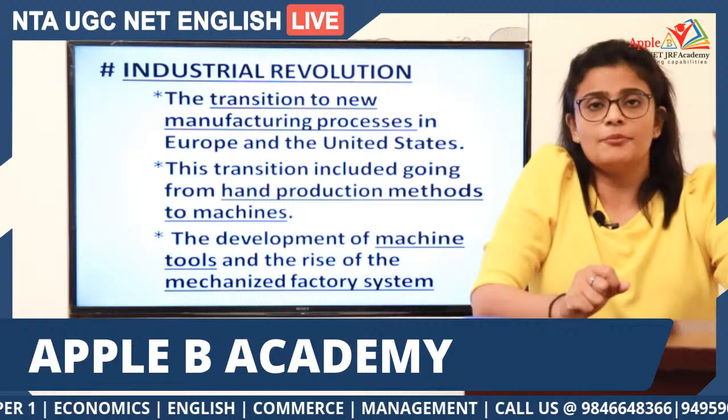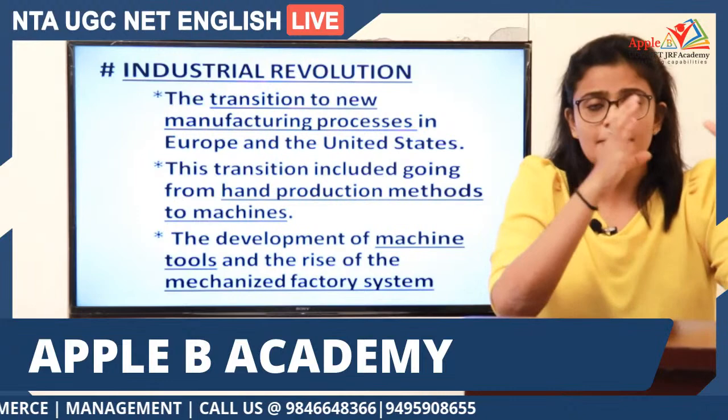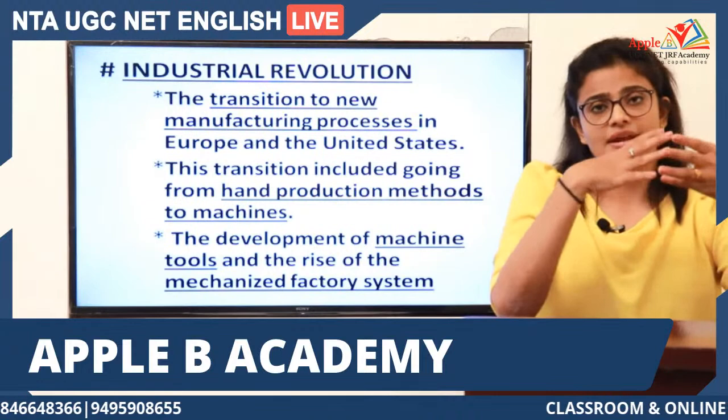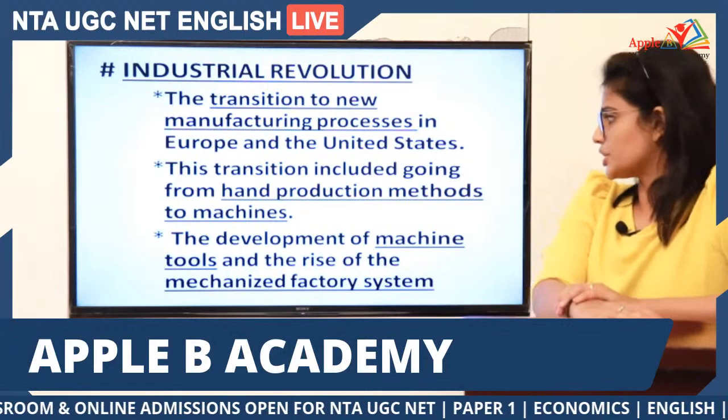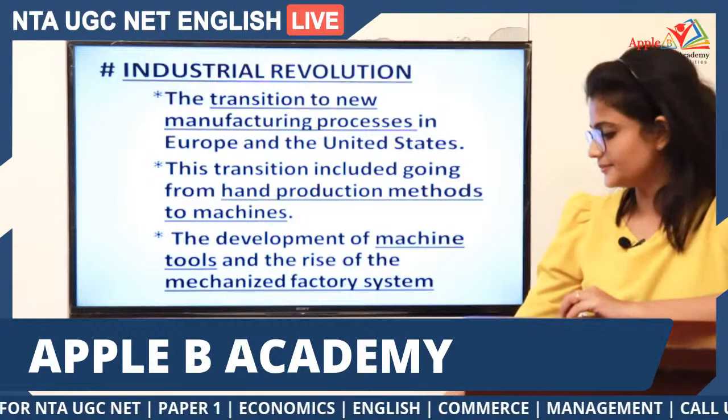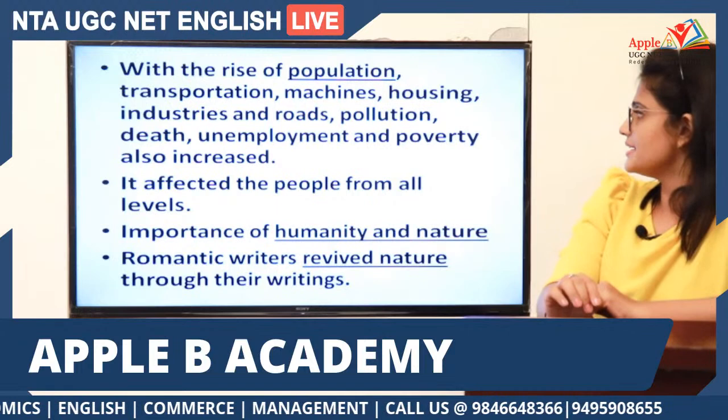So there you could find a transition from the value of an individual to the value of something very materialistic. That is what the Industrial Revolution called for: the development of machine tools and the rise of the mechanized factory system. With the rise of population, transportation, machines, housing, industries and roads, pollution, death, unemployment and poverty also increased.